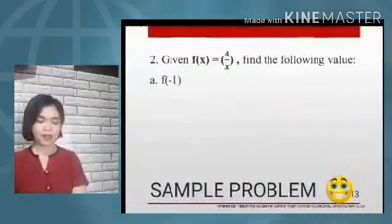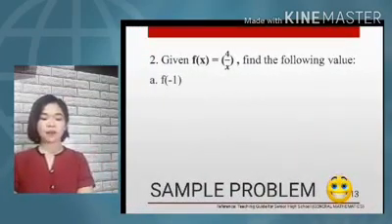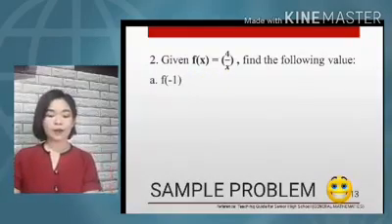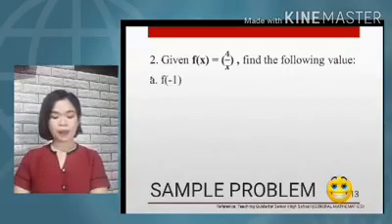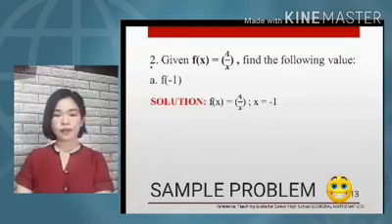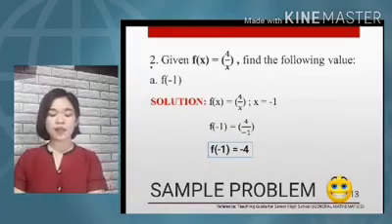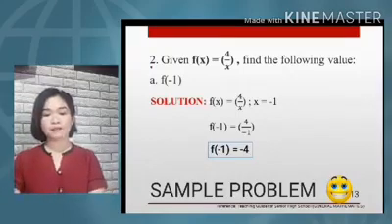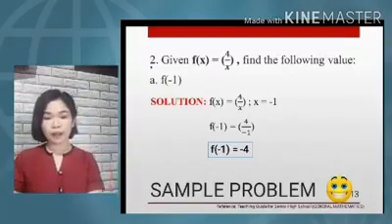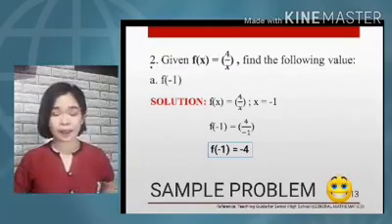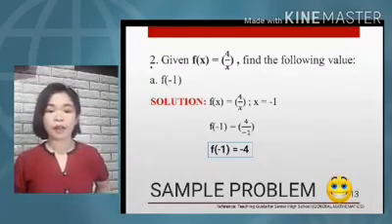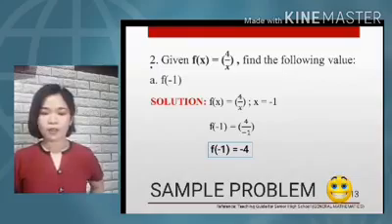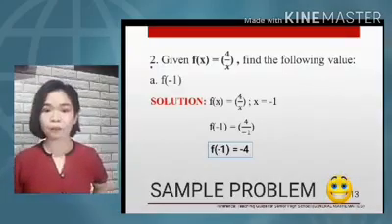Next, 1b. Same function, f of x is equal to 4 over x. Evaluate if the value of x is equal to negative 1. So that will be f of negative 1 is equal to 4 over negative 1. Here applies the division of integers: positive divided by negative is equal to negative. That's why 4 divided by negative 1 is equal to negative 4. Therefore, f of negative 1 is equal to negative 4. Okay? So that's all for our sample problem.